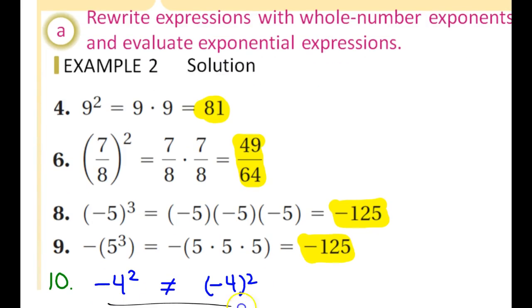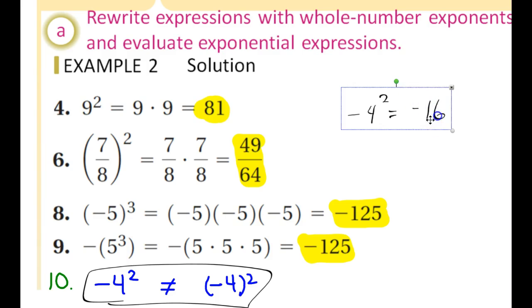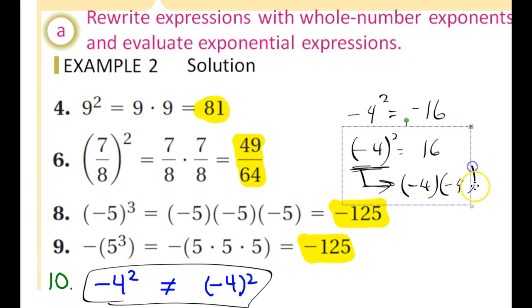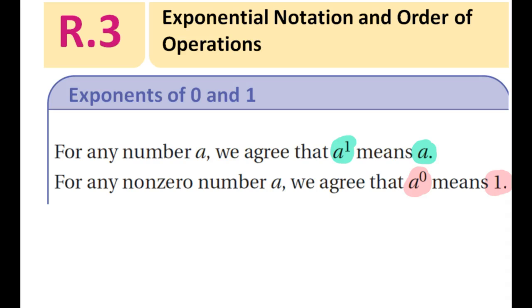So be careful. I added this last example in here because if you type into your calculator -4 squared, if you don't put parentheses, you'll get -16. If you do put parentheses around it, you'll get positive 16 because this second part means -4 times -4. So be careful whether you add the parentheses or not.